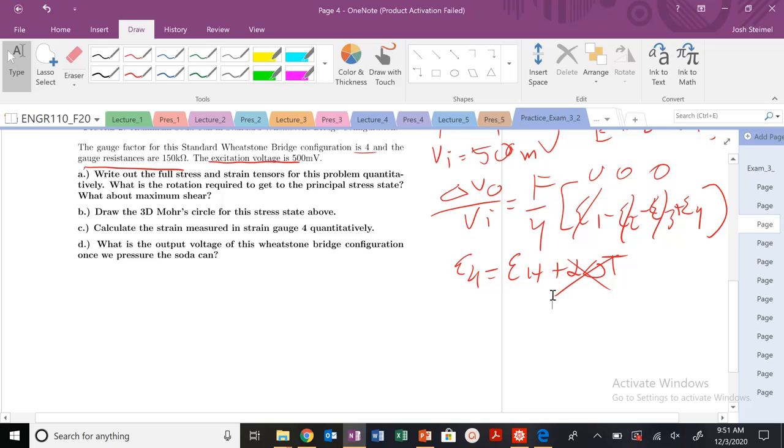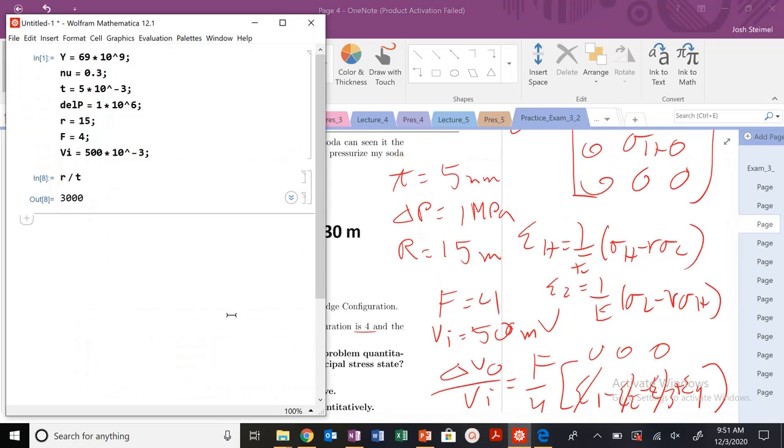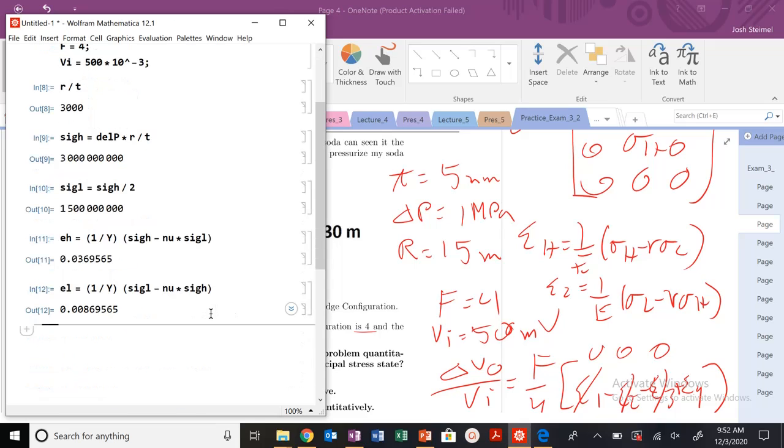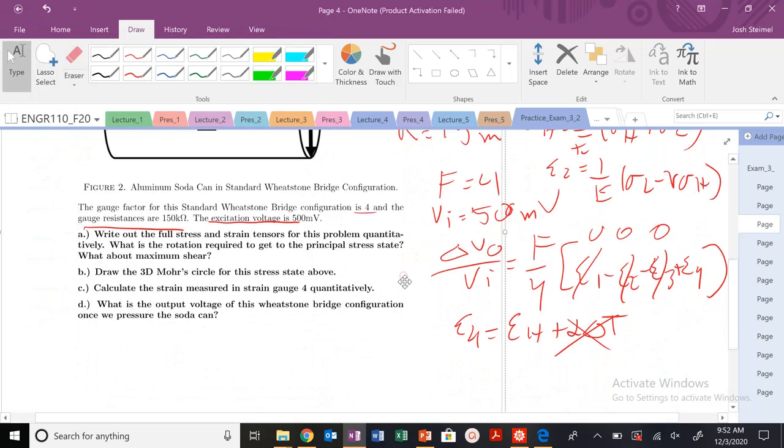So we can now start to solve and write out this problem. Let's solve for some of these values. I know my sigma H is equal to delta P times R divided by T. My sigma L is equal to sigma H divided by 2. My epsilon H equals 1 over Y times sigma H minus nu times sigma L. And my epsilon L is equal to 1 over Y times sigma L minus nu times sigma H. There we go. That's my hoop strain, that's my longitudinal strain, and those are my stress tensors. So I'm all good to go at this point. I've written out the full stress and strain tensors quantitatively.